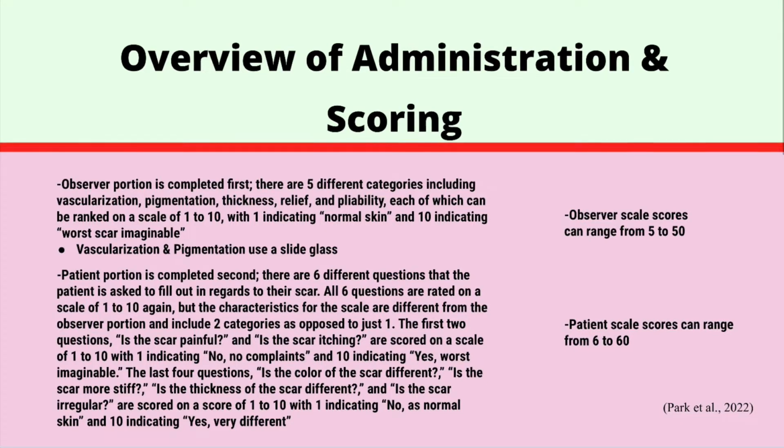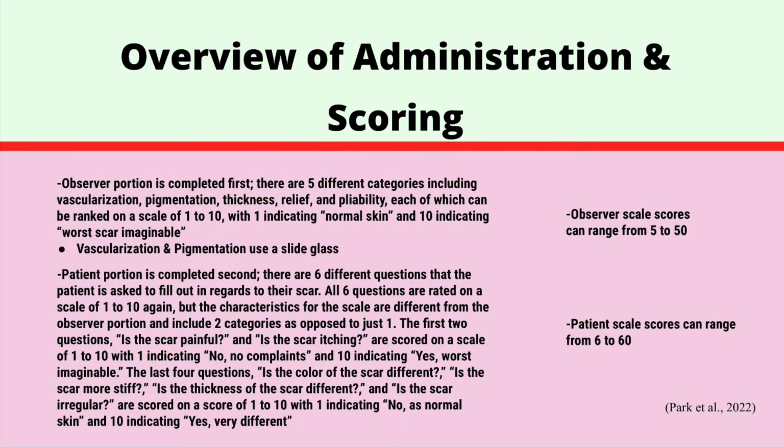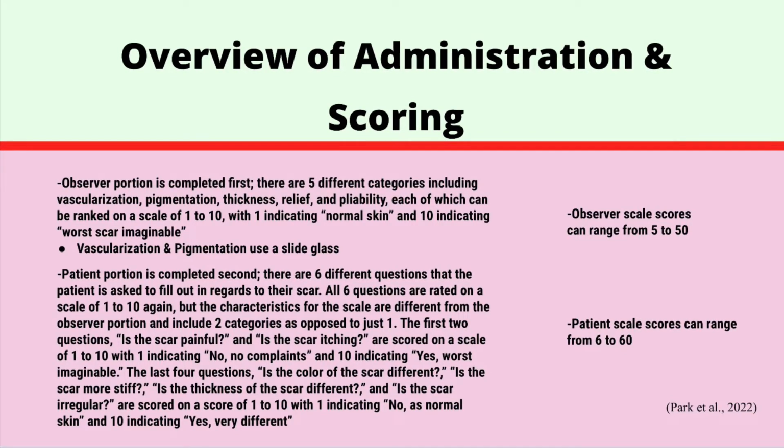It's also important to note that for vascularization and pigmentation, a slide glass is used to determine the best possible outcome for the score. The observer scale scores can range from 5 to 50. If someone were to score a 5, this would mean that in each of the 5 categories they scored a 1, meaning that they have normal skin.